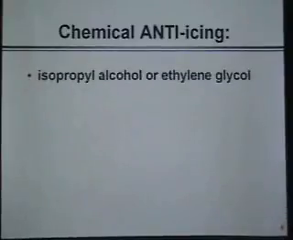Chemical anti-icing. There are two different chemicals that are typically found on airplanes that might be used for anti-icing. One of them is isopropyl alcohol, and the other is ethylene glycol. If you go to a grocery store or a department store and you buy rubbing alcohol, it's 30% water and 70% isopropyl alcohol. The reason they put the water in it is so it's less flammable. Isopropyl alcohol is not for drinking. Do not drink isopropyl alcohol. If you use isopropyl alcohol in an airplane for anti-icing, it's going to be used at 100%.